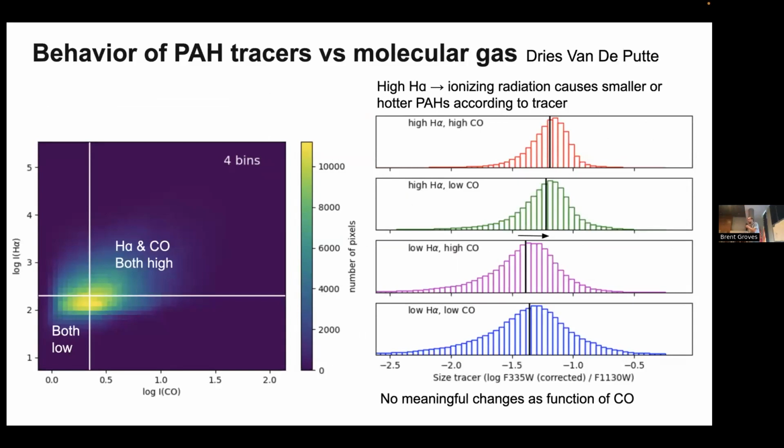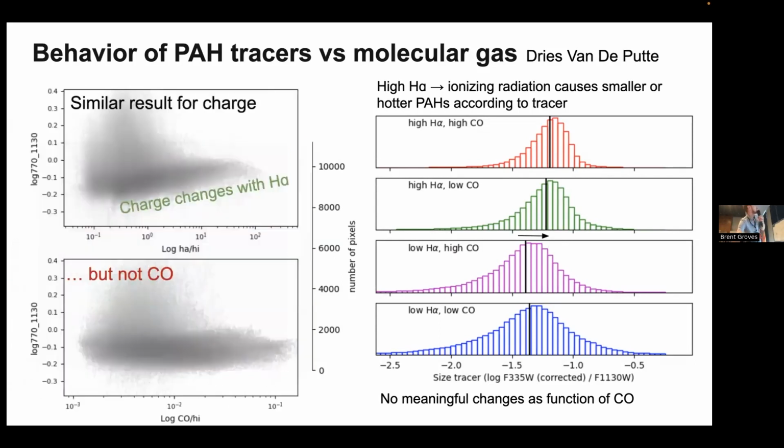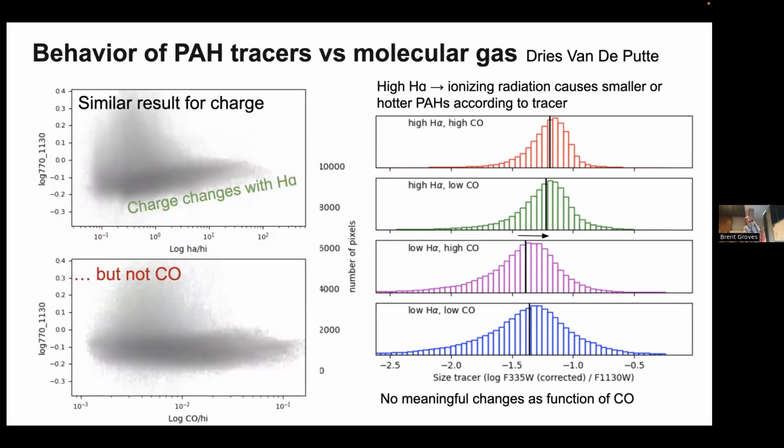So in my own research, I'm interested in whether the properties of PAHs change between molecular gas or in the absence of molecular gas. And I use these data to take a quick look if there's anything obvious. So I just split up the pixels between high H alpha, low H alpha, high CO, and low CO. And then I have those 4 histograms. And there you can see that H alpha has some influence on this size tracer that I plotted there. But in both the high H alpha case and the low H alpha case, I'm not seeing much difference. I did the same for the charge tracer, this time with some scatter plots. And again, there's some change with H alpha, but not much with CO.